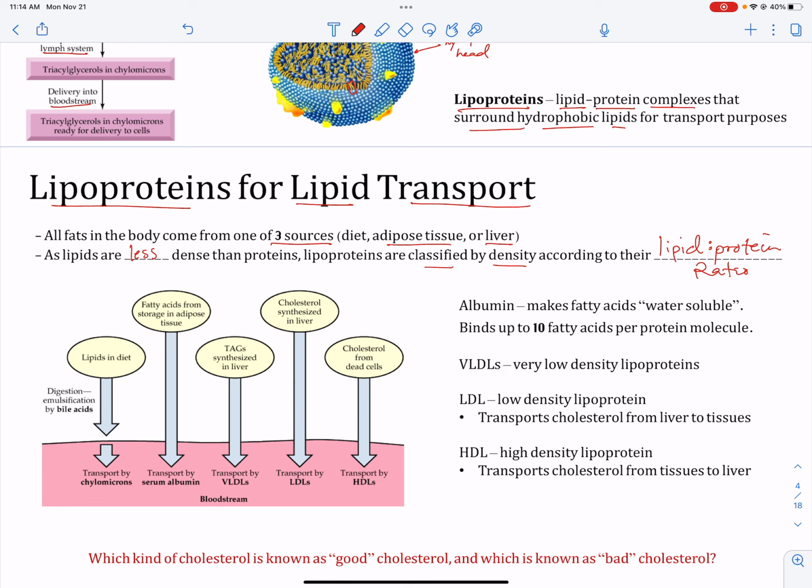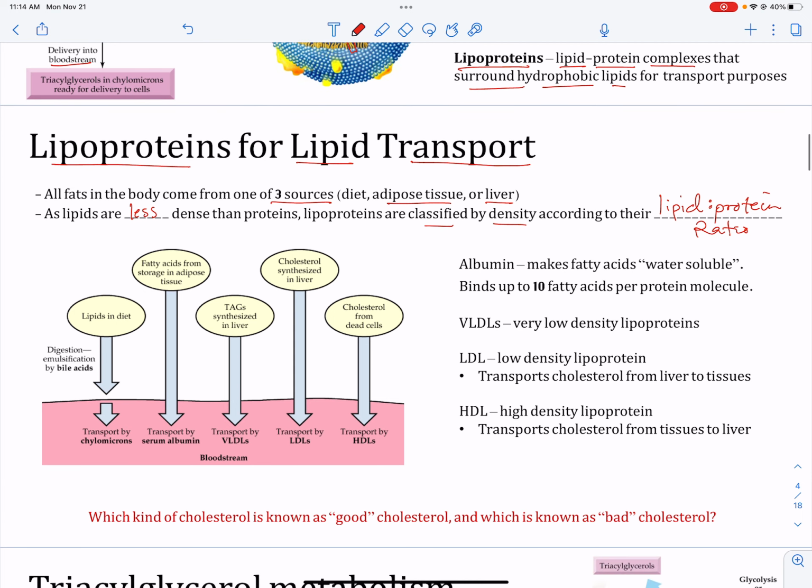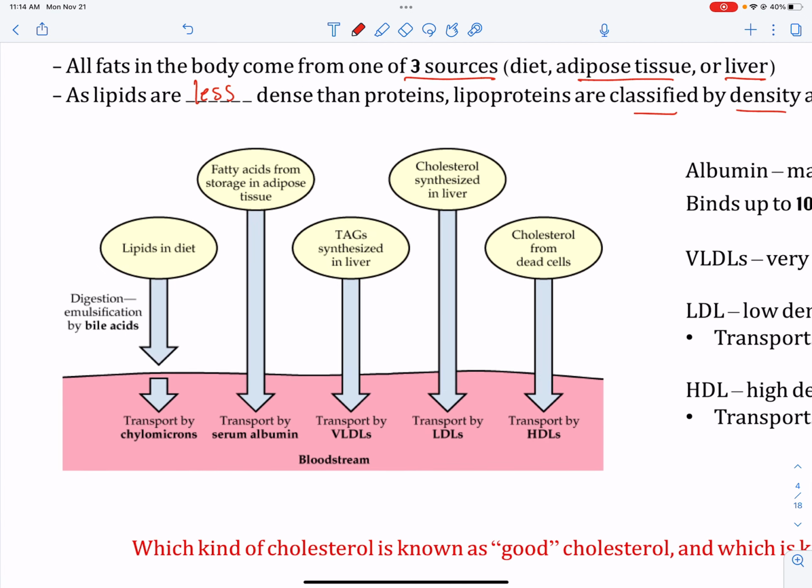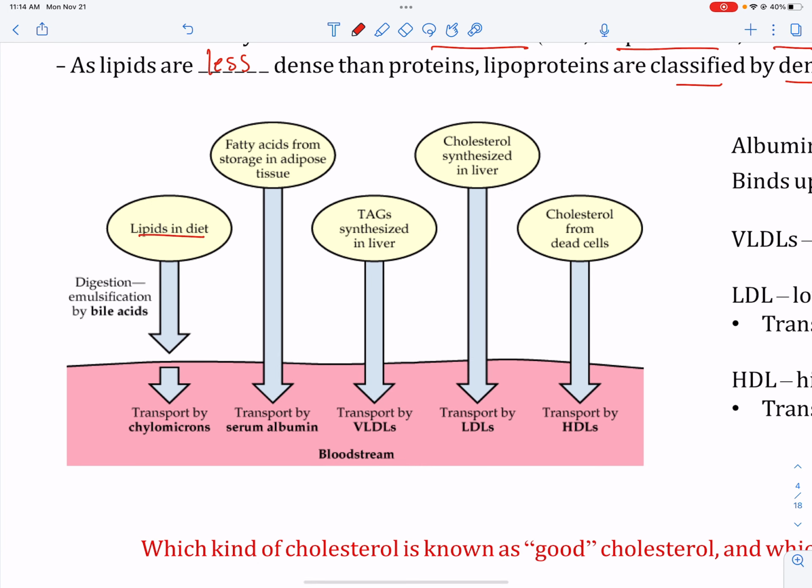So you'll see low density lipoproteins, high density lipoproteins. You may have heard of this before when talking about cholesterol levels in the body. But let's look at how this figure explains it. All right, so lipids in the diet are going to be transported by chylomicrons, which is what we discussed on the previous slide. And again, they're going to be emulsified by bile acids, transported by chylomicrons once they get into the bloodstream.